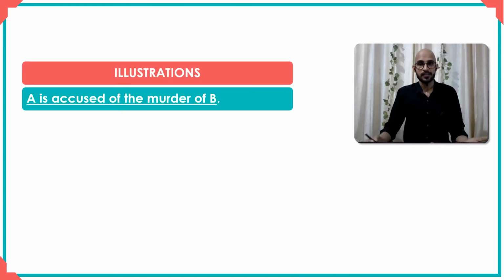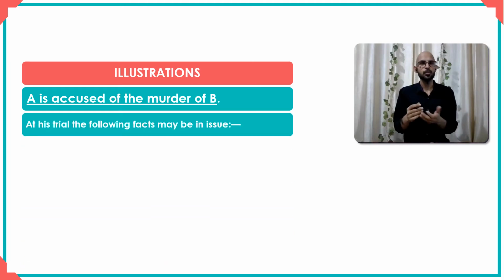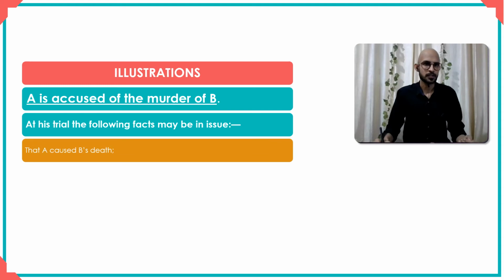So let us look at the illustrations one by one. Again, the section uses the same old example of A being accused of the murder of B. In the illustrations, you will now see which facts in the trial may be facts in issue. The first, that A caused B's death. How is this a fact in issue? Think about it. That A caused B's death. Does this talk about the existence, non-existence, nature or extent of any right, liability or disability?